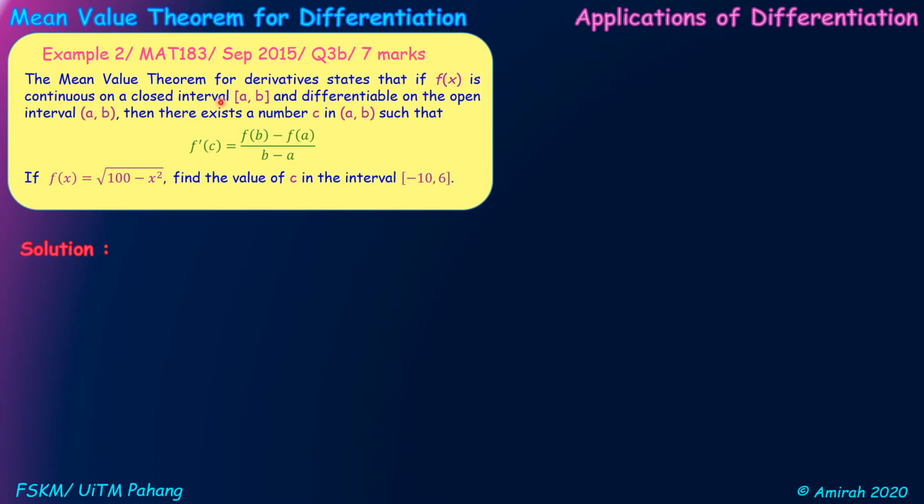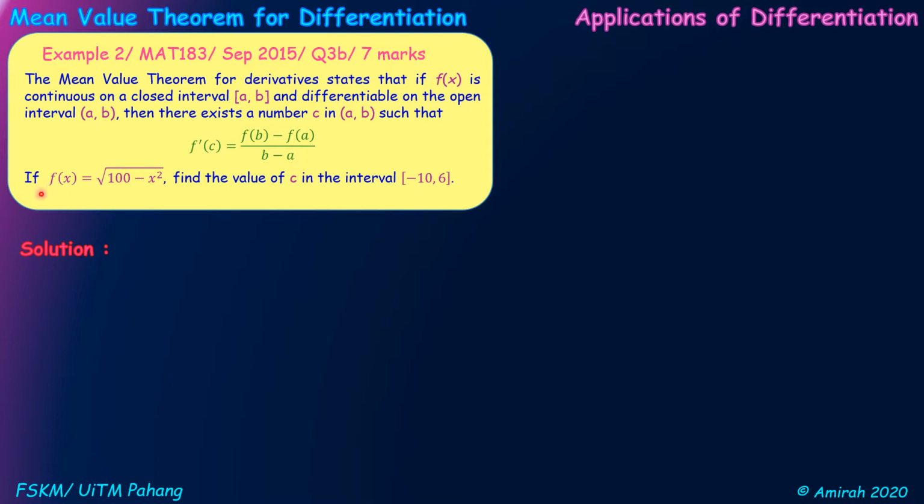The mean value theorem for derivatives states that if f(x) is continuous on a closed interval [a, b] and differentiable on the open interval (a, b), then there exists a number c in (a, b) such that f'(c) equals (f(b) minus f(a)) over (b minus a).